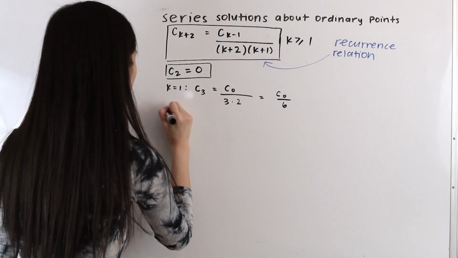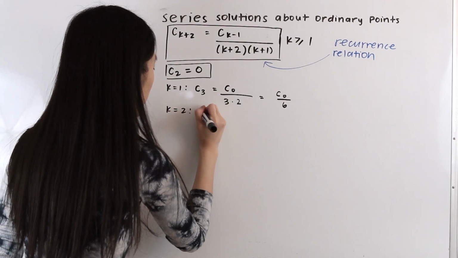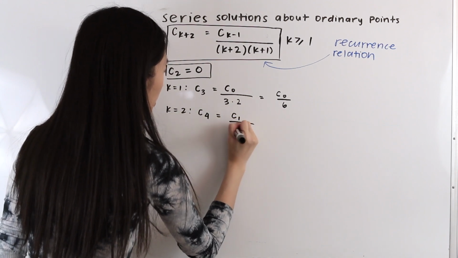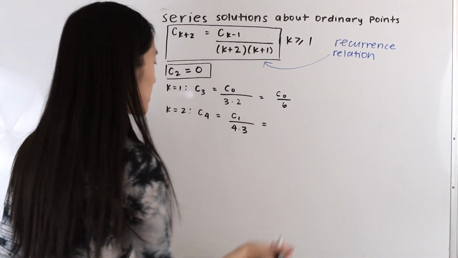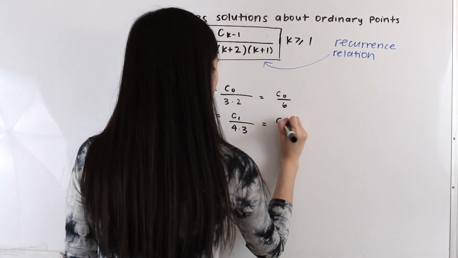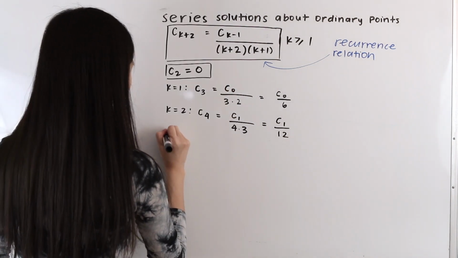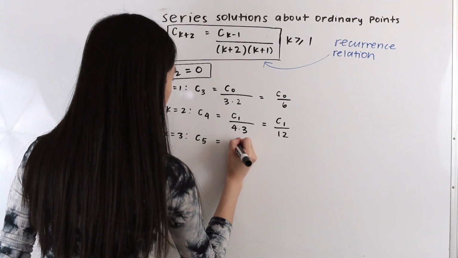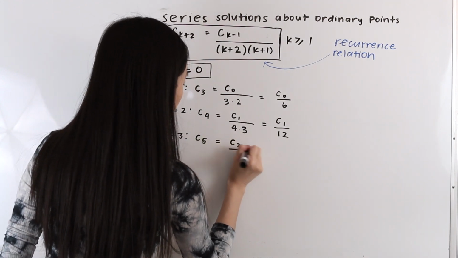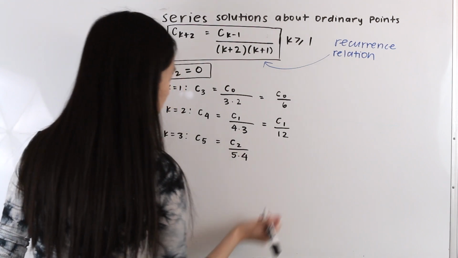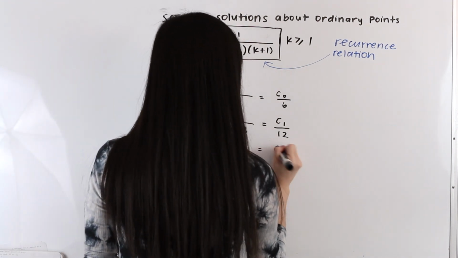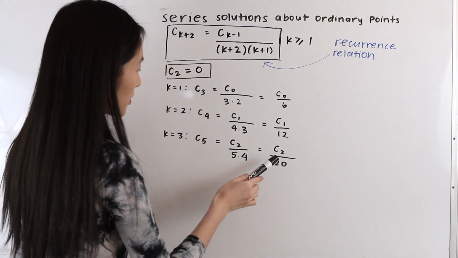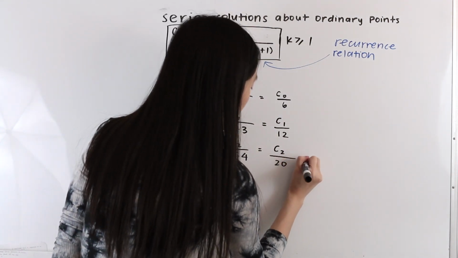And then for k equals 2, we have c4 is equal to c1 over 4 times 3, which is equal to c1 over 12. And then for k equals 3, we have c5 is equal to c2 over 5 times 4. So this is equal to c2 over 20. And we know that c2 is equal to 0, so this is just equal to 0.